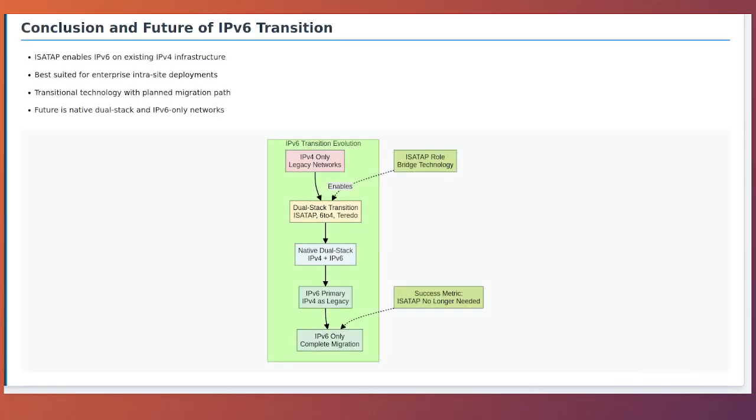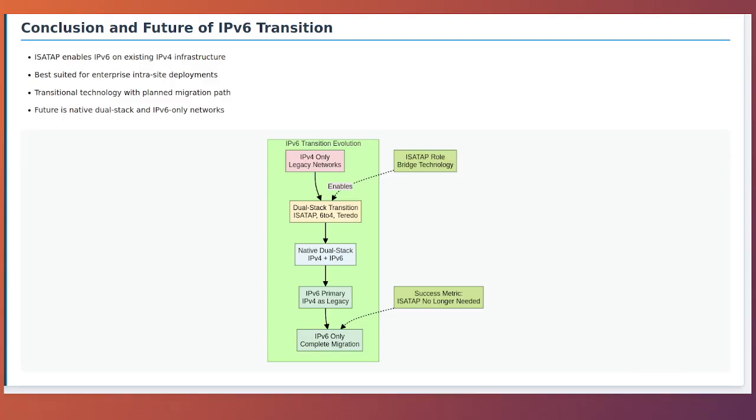Conclusion and future of IPv6 transition. ISATAP has served an important role in the gradual transition from IPv4 to IPv6, providing organizations with a practical mechanism to enable IPv6 connectivity while using existing IPv4 infrastructure. As we have explored throughout this presentation, ISATAP offers specific advantages for intra-site IPv6 deployment, particularly in enterprise environments where infrastructure upgrades must be phased and carefully managed.